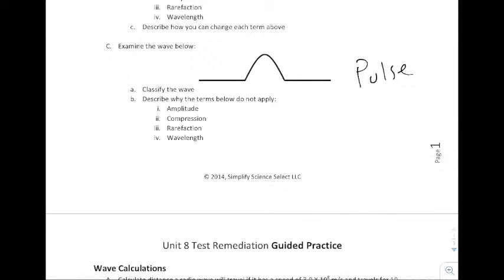A pulse is very similar to a transverse wave. So this right here represents the amplitude. Okay, it doesn't have a compression, it doesn't have a rarefaction, and it doesn't really have a wavelength because it's only a part of a wave.